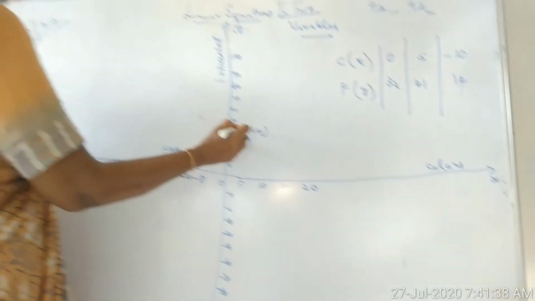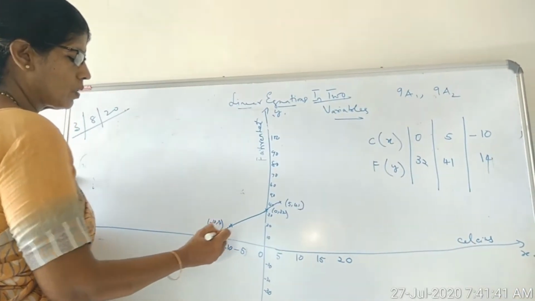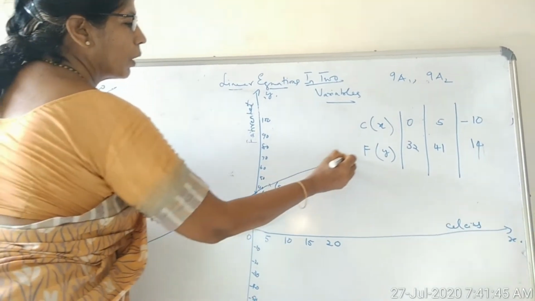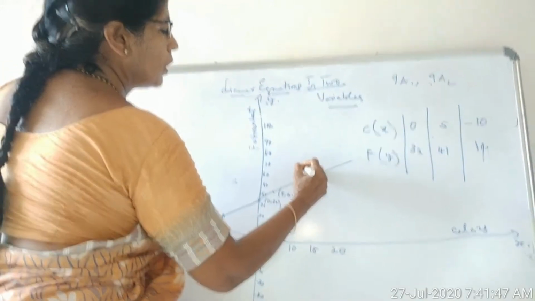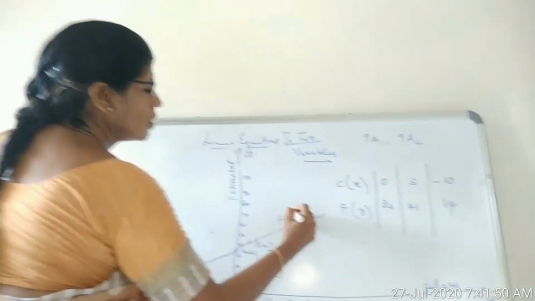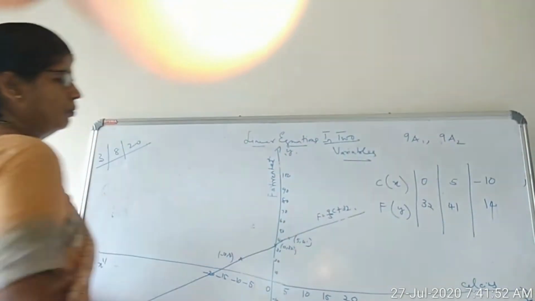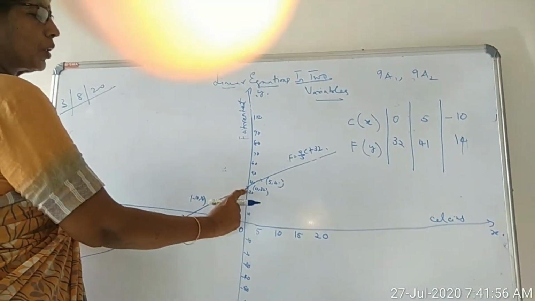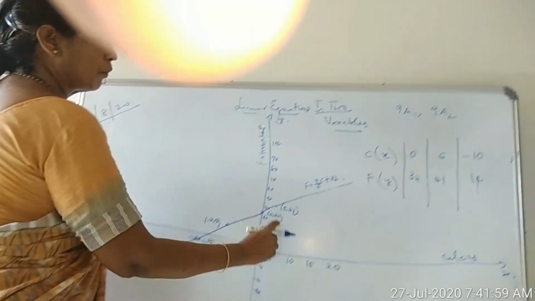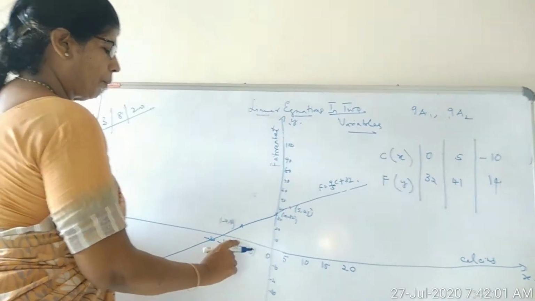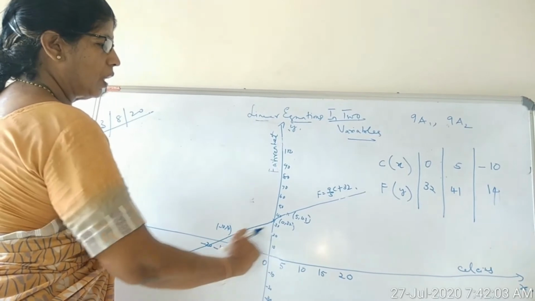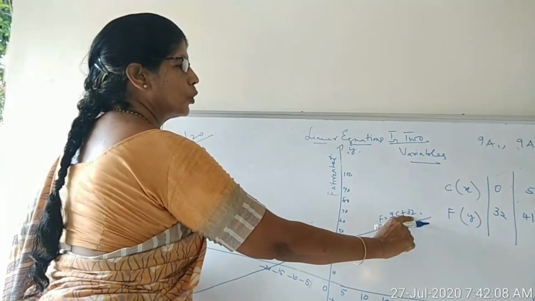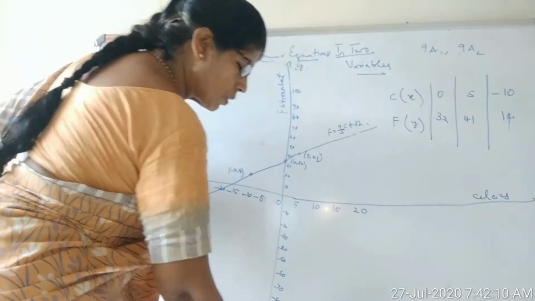Now take your ruler, join the points. It should be a straight line, children. Why? Because the graph of the linear equation is a straight line. We have drawn the graph. 0, 32, 5, 41, minus 10 and 14. The equation is F equal to 9 by 5c plus 32, and your graph is a straight line.